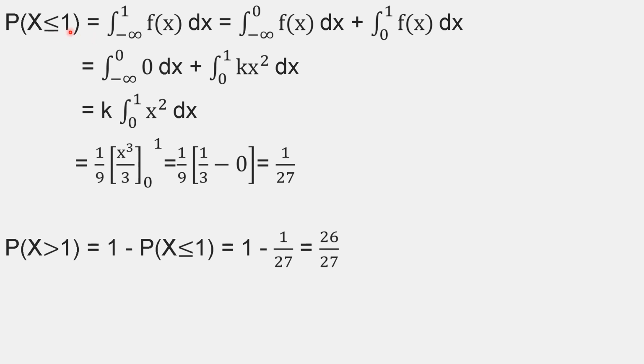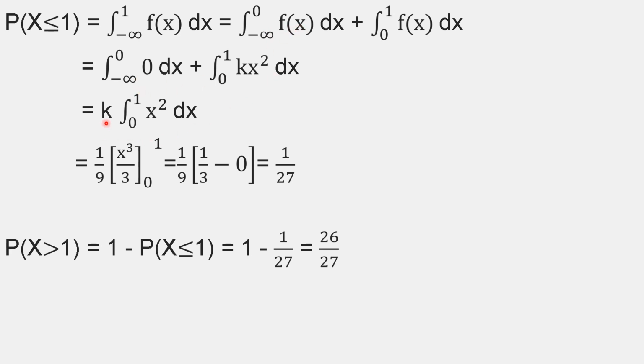Next, the probability that x will be less than or equal to 1. The upper limit is 1, and the lower limit will be minus infinity. So the integral from minus infinity to 1 f of x dx. F of x will be kx square from 0 to 3. So split the integral from minus infinity to 0 and 0 to 1. In the integral from 0 to 1, in place of f of x, write kx square, otherwise f of x is 0. So the first integral will be 0.